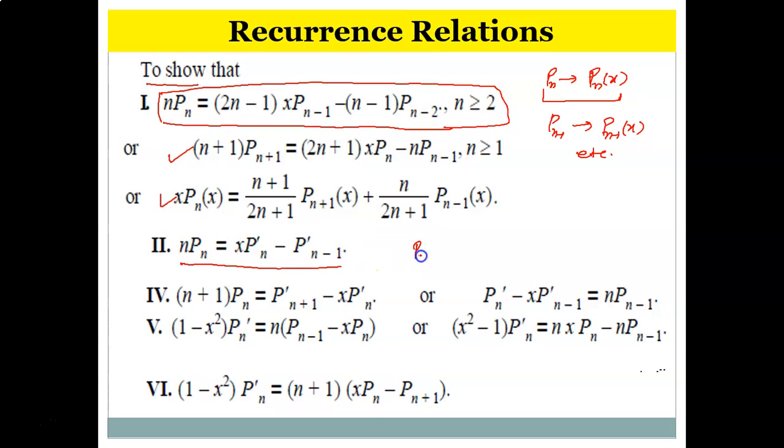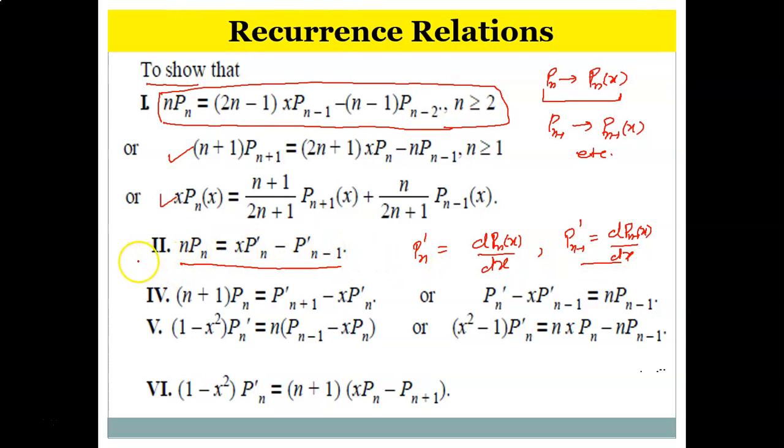So in fact here, the meaning of Pn dash is dPn by dx, because Pn is a function of x. This is the meaning of Pn dash. And similarly, the meaning of this Pn minus 1 dash is dPn minus 1(x) by dx, meaning the derivative of Pn minus 1(x) with respect to x. So that is the meaning over here.